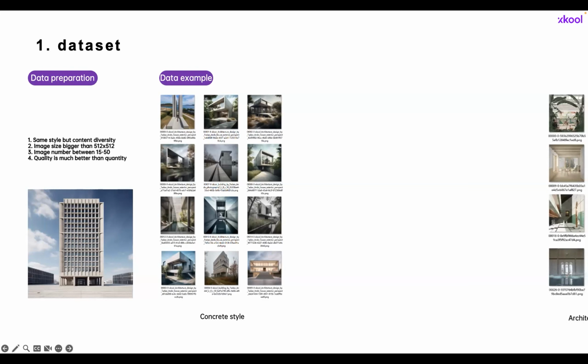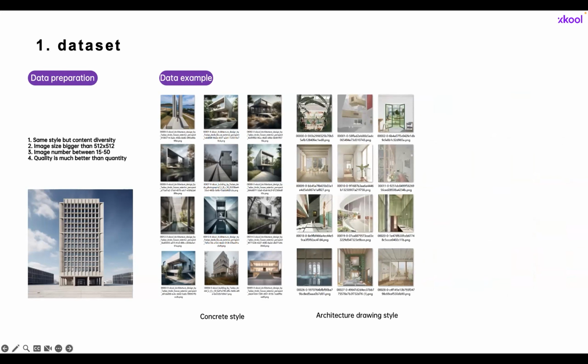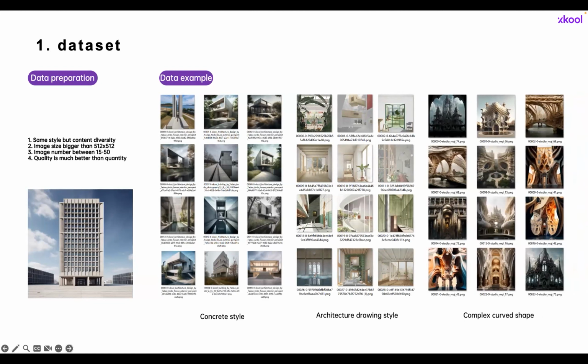So make sure all the pictures have diversity, but all the objects keep the same target, which is concrete. And also, if we want to make the architecture drawing style, it's similar, but in the drawing style, we keep the same drawing style but with different view types of the building, interior, exterior, etc. And this one is the complex curved shape, also a similar one. So just remember the four crucial points of data preparation: make diversity, keep the same style, make the size right, and make the picture quality as good as you can get.